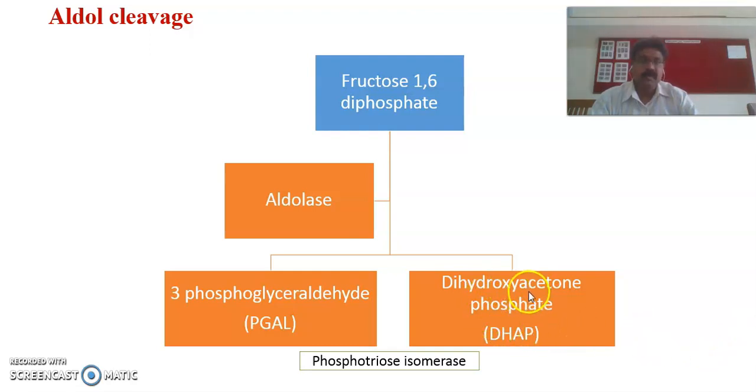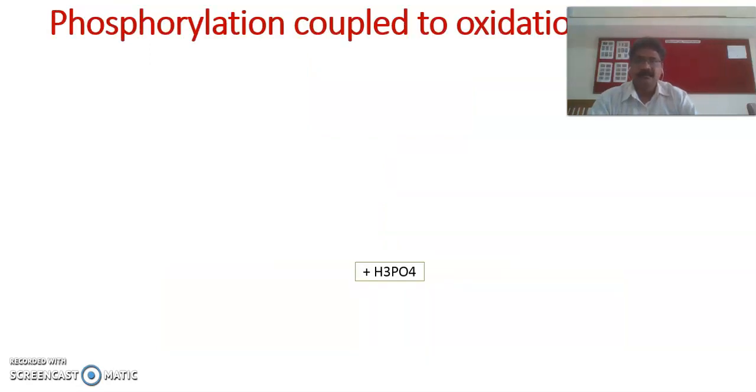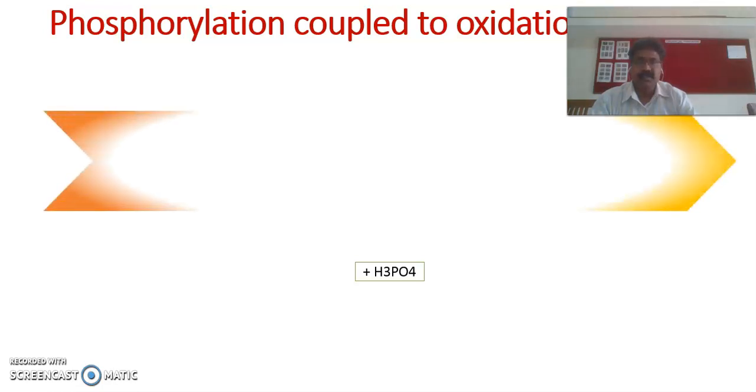One is dihydroxyacetone phosphate, DHAP, and the second molecule is 3-phosphoglyceraldehyde, PGAL, and this reaction is mediated by the enzyme aldolase. We have to understand here that these 2 molecules are interconvertible, and this reaction is also mediated by the enzyme phosphotriose isomerase. Then the next step is phosphorylation coupled to oxidation.